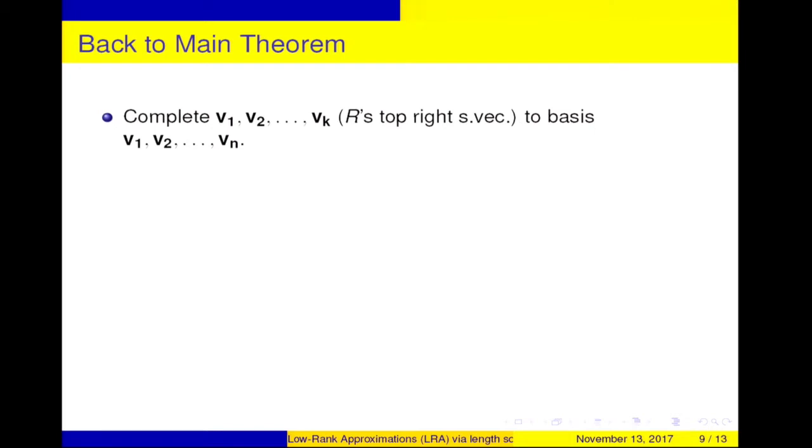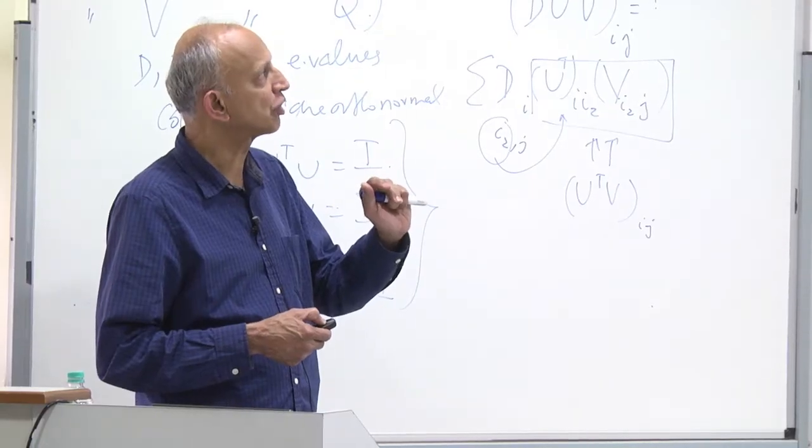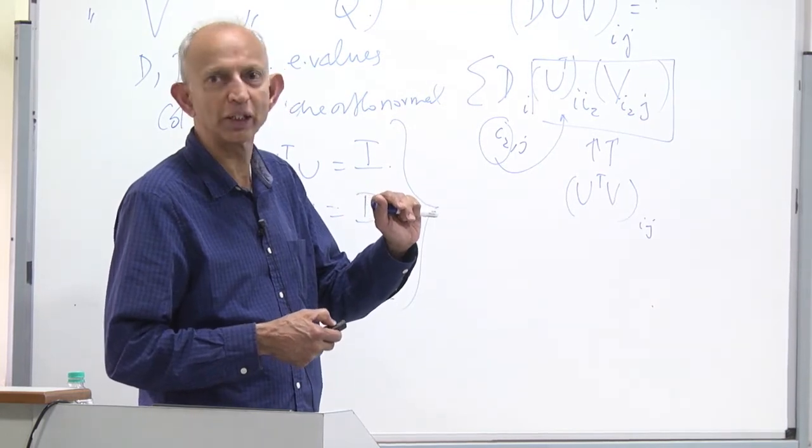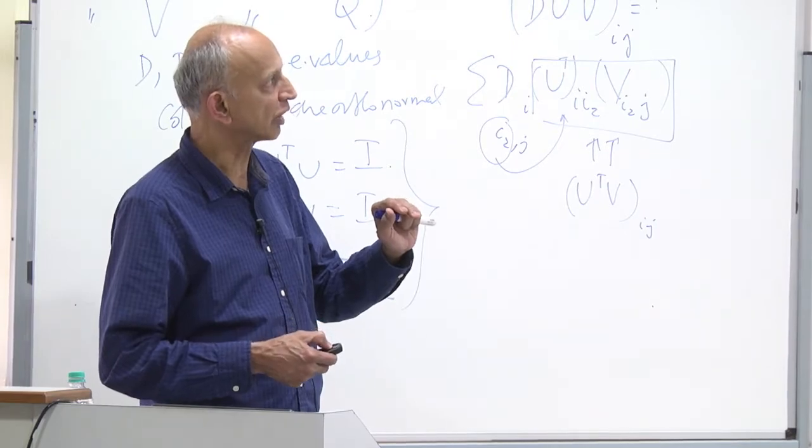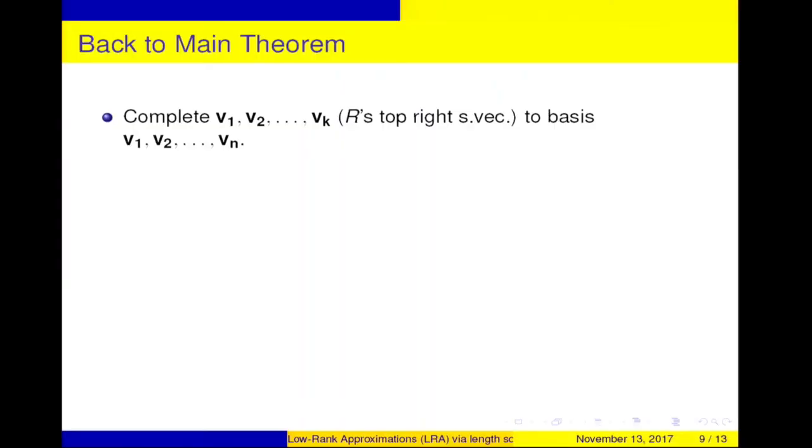So we take V1 through Vk. So the theorem said, I'm going to restrict A to the space spanned by the top k singular vectors of R. So these are the top k singular vectors. I'm going to make a full basis out of it, right? You can always complete an orthonormal basis. So I would like to prove this is small. So this is A's restriction to this. I'd like to prove this is small.